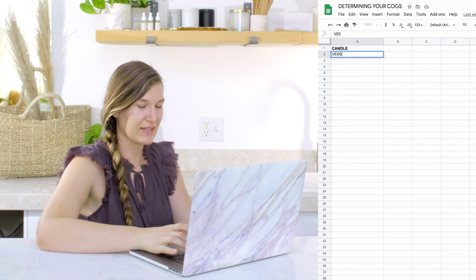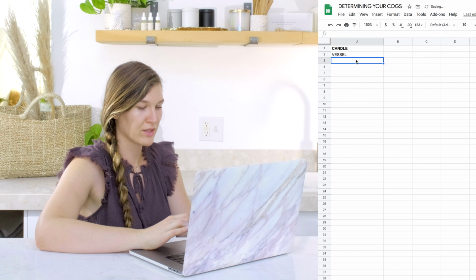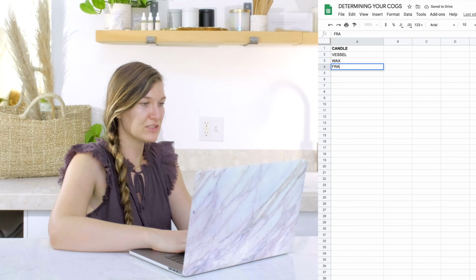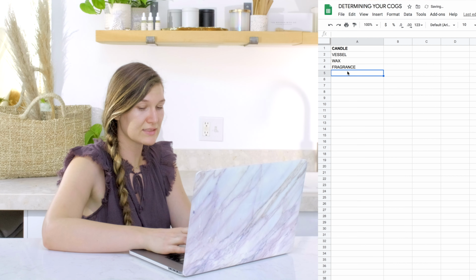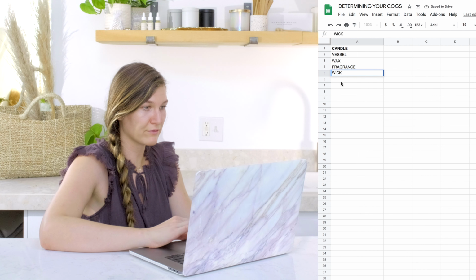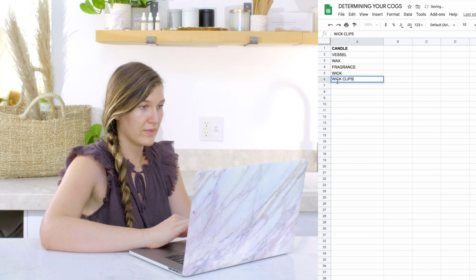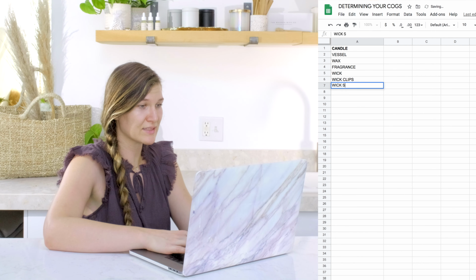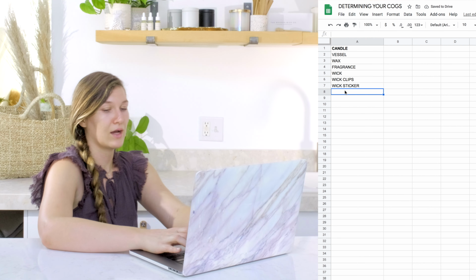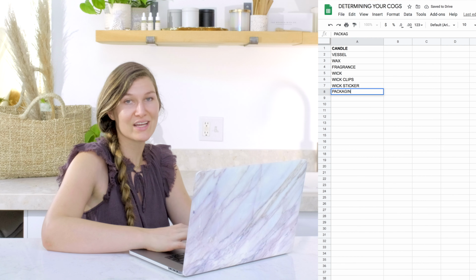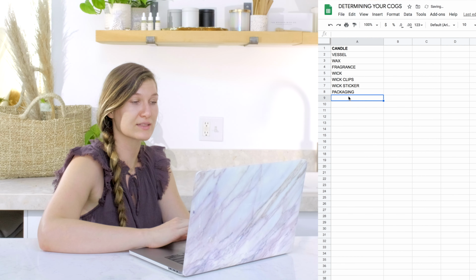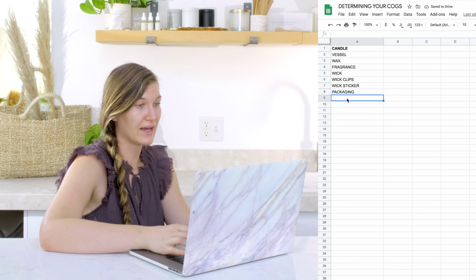You are going to need a vessel of some sort. You're going to need wax. You're going to use fragrance. I just generally start with the basics and then I fill it in from there. So this will probably look really similar to what you guys will use for your cost of goods. You might have some packaging that you're putting into your product or you're using to package your product, and you want to include that as well.